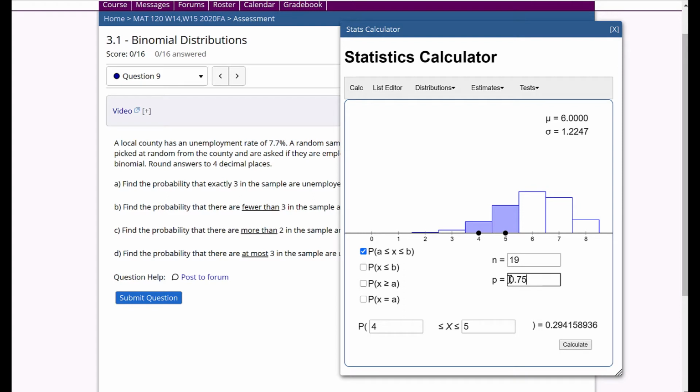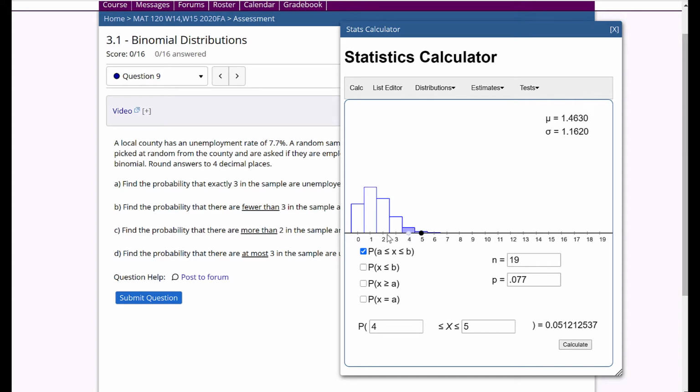And let's see, p, the probability of success. The probability that someone is unemployed in this county is 7.7%, which is 0.077 as a decimal. So just enter that. Don't worry about updating these yet. Just go ahead and hit calculate so that the binomial distribution is updated.